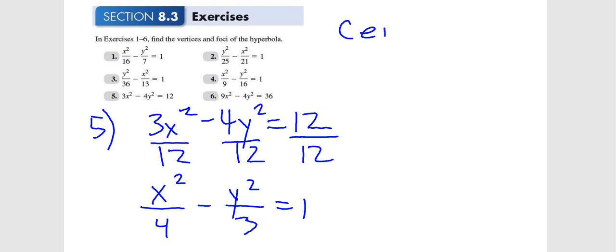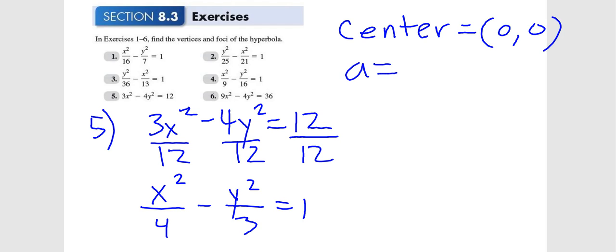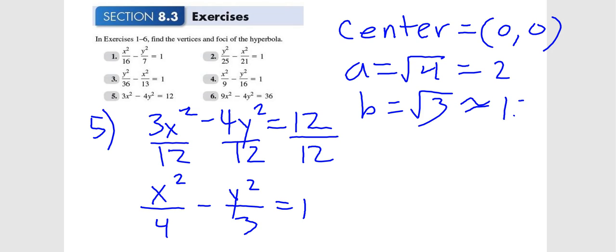What's your center? 0, 0. Your a value? 2. Your b value? About 1.73. Well, 12 divided by 12 is 1. You're always trying to get it equal to 1 so you can see it in what we call standard form.